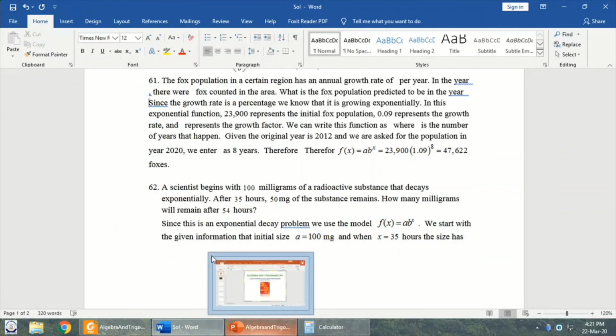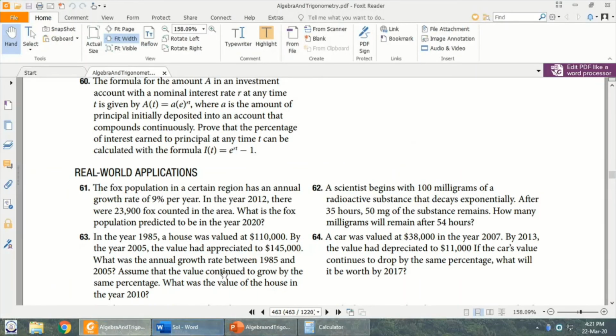And let's just see some. Okay, the last question. We're at 62. Now this says that a scientist begins with 100 milligrams of a radioactive substance. So in this case, your A would be 100. And that decays exponentially, so it's going to have some kind of a negative value associated with it in the exponent. After 35 hours, 50 mg remains. So how many milligrams will remain after 54 hours, right?